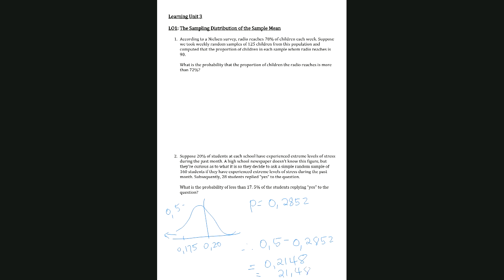21.48%. So when you interpret, you'd say, therefore, there is a 21.48% probability of less than 17.5% of the students replying yes to the question. So you'll literally just take your answer and plug it into the question and convert it such that it will be a closing statement. Okay, I'll give you a second before I skip to the next question.